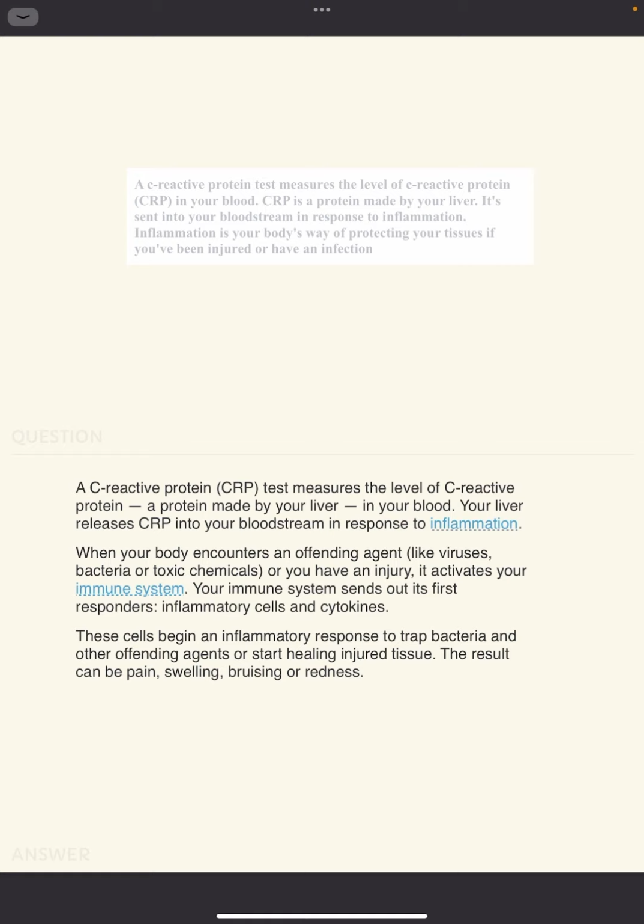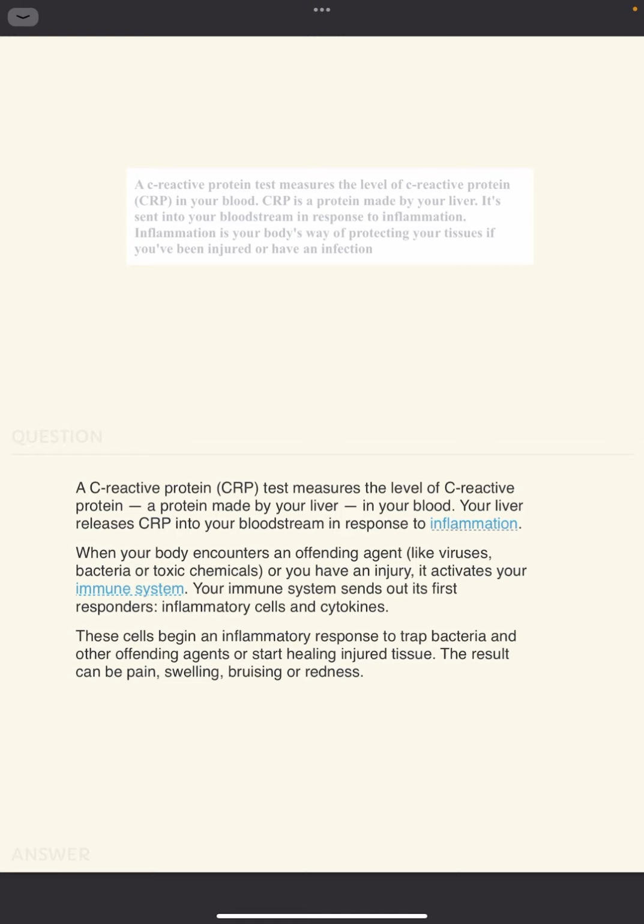CRP is an asset for checking whether the person is infected or injured or not. Only till that aspect, it's a primary checkup, it's a primary diagnosis. We can just know by this. Okay, inflammation is your body's way of protecting your tissues if you have been injured or infected. I have said already, the C-reactive protein test measures the level of C-reactive protein. The C-reactive protein is made by the liver. Your liver releases CRP into your bloodstream in response to inflammation.